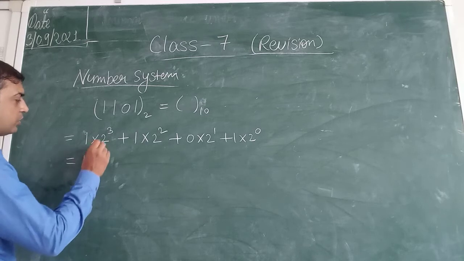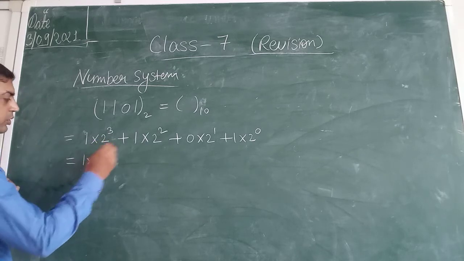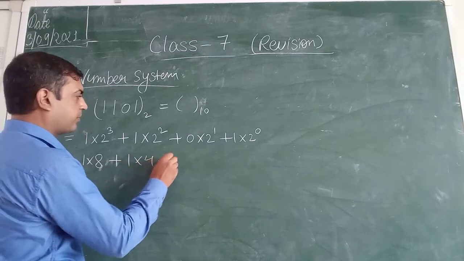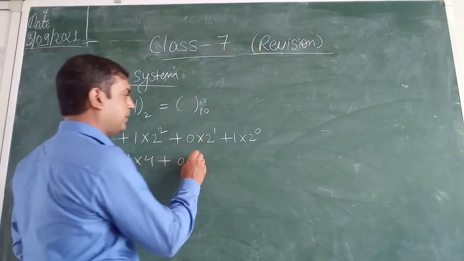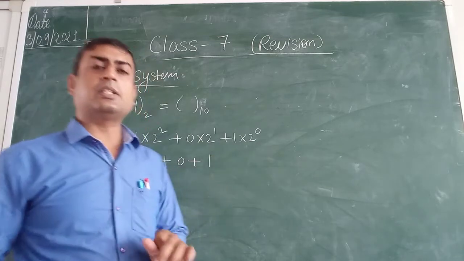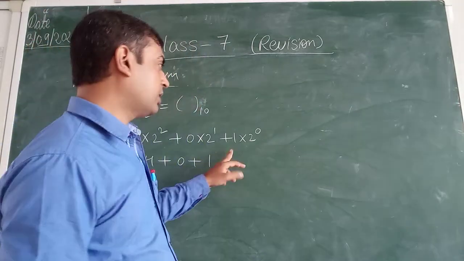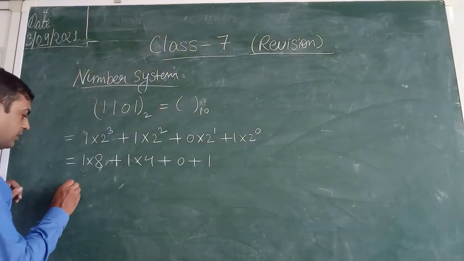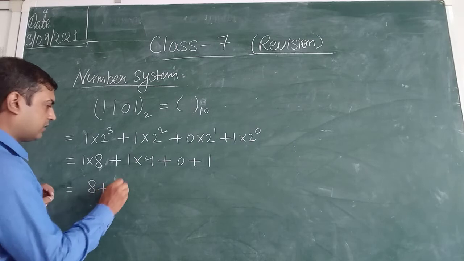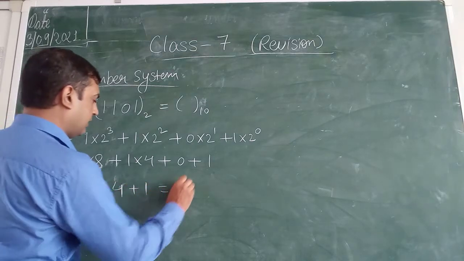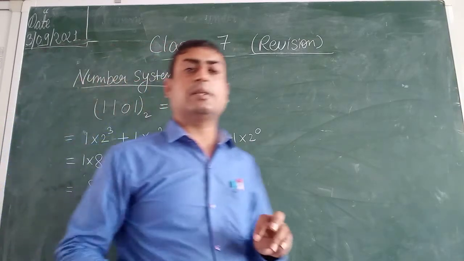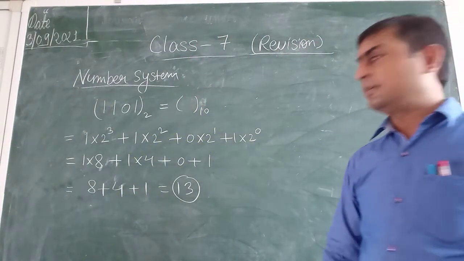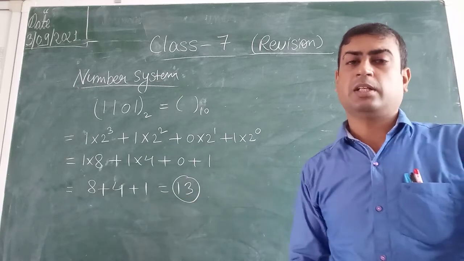1 into 2 into 2 into 2, plus 1 into 4, plus this is 0, plus this is 1. Whatever number has power 0, it will give you 1. So 8 plus 4 plus 1. So its decimal equivalent is 13. This way you will convert the number.